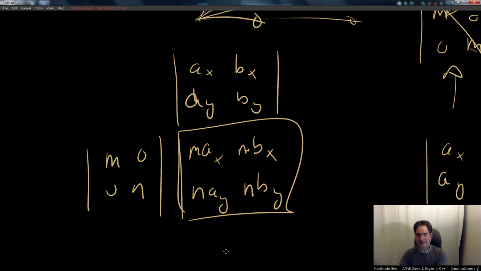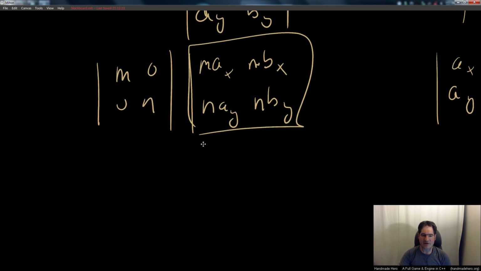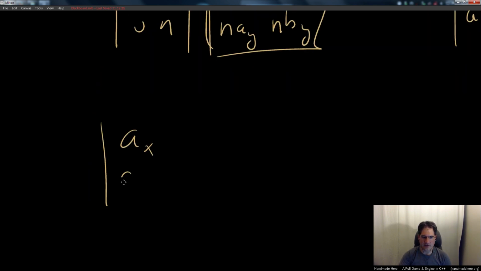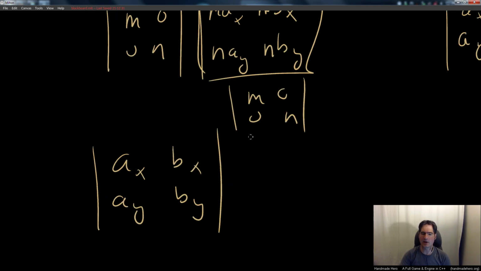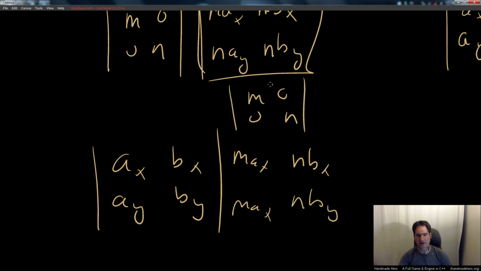You can see that that scale, what I wanted was M's here and here. But instead, I got M's here and here, right? Now, if I do it the other way around, now I get what I wanted, right? I get MAX, right? 0 times BX. I get NBX here, right? Then I get MAY and NBY. And that's what I actually wanted.